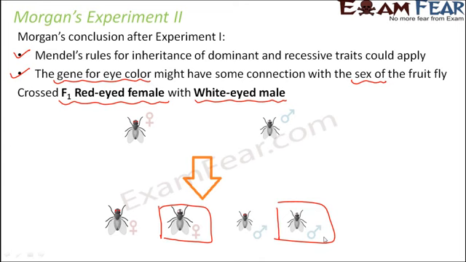So what did he conclude? He concluded that the white eye character is not limited to the male sex, but it is linked to a specific chromosome. So with this experiment, his doubt got cleared that okay, it is not that white color is associated only with the male sex. It can be present in male sex, it can be present in female sex, but he concluded something else. So let us see what was Morgan's conclusion.